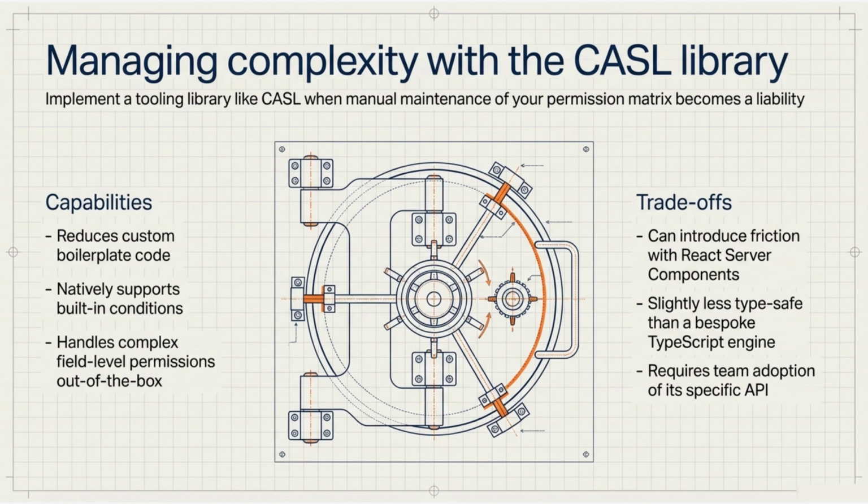When your manual permission matrix becomes a liability, consider a tooling library such as CASL. It reduces boilerplate, supports conditions, and handles field-level rules. Trade-offs exist: React server component friction, less type safety than a bespoke TypeScript engine, and a team learning curve. Adopt a library when maintenance cost exceeds learning cost, not as cargo cult. Whether you choose CASL or a custom engine, the architecture principles stay the same. One decision API, conditions, field rules, and fail-closed defaults.